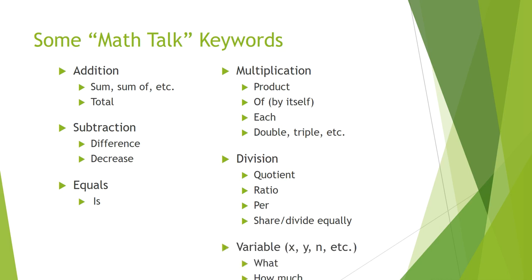And variable. A variable is an x, a y, an n, etc. It's a letter that stands in for basically a question mark. We don't know what that is yet. It's going to be some number, but we haven't figured it out yet, so we use a variable. And the words what or how much are the keywords that let us know we're working with a variable.